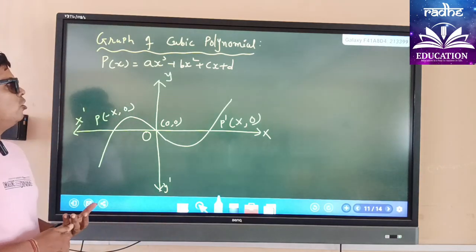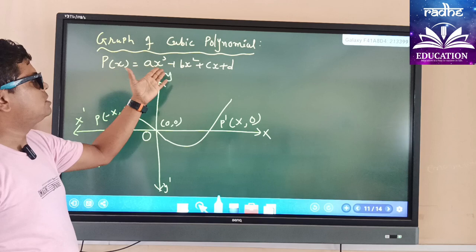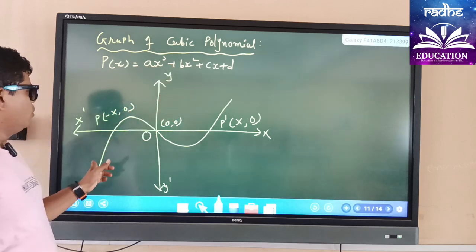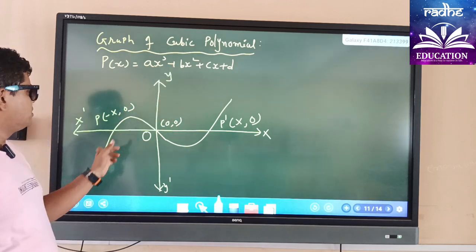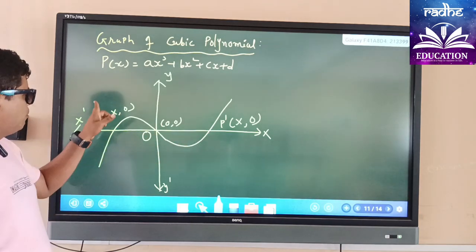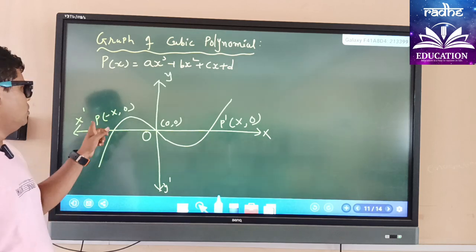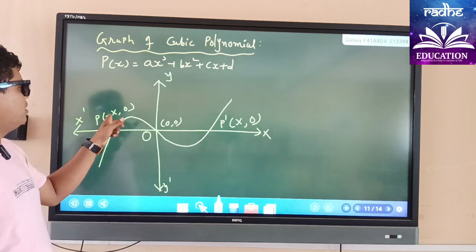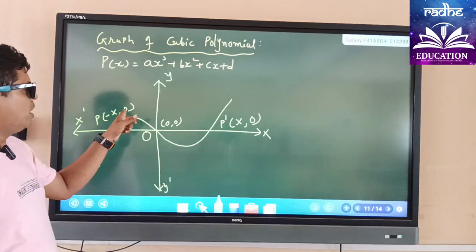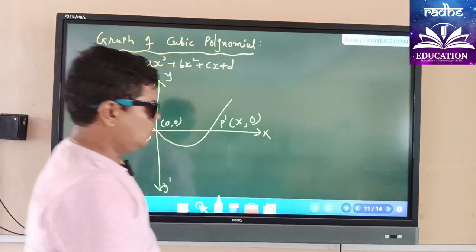Graph of a cubic polynomial. You know that a cubic polynomial means p(x) equals x cubed plus bx squared and so on. See that this graph intersects the x-axis at 1, 2 and 3 points. The points at which the graph intersects the x-axis give the number of zeros. So here you get p equals minus x comma 0, because y is not there, and here one point is p dash equals x comma 0.